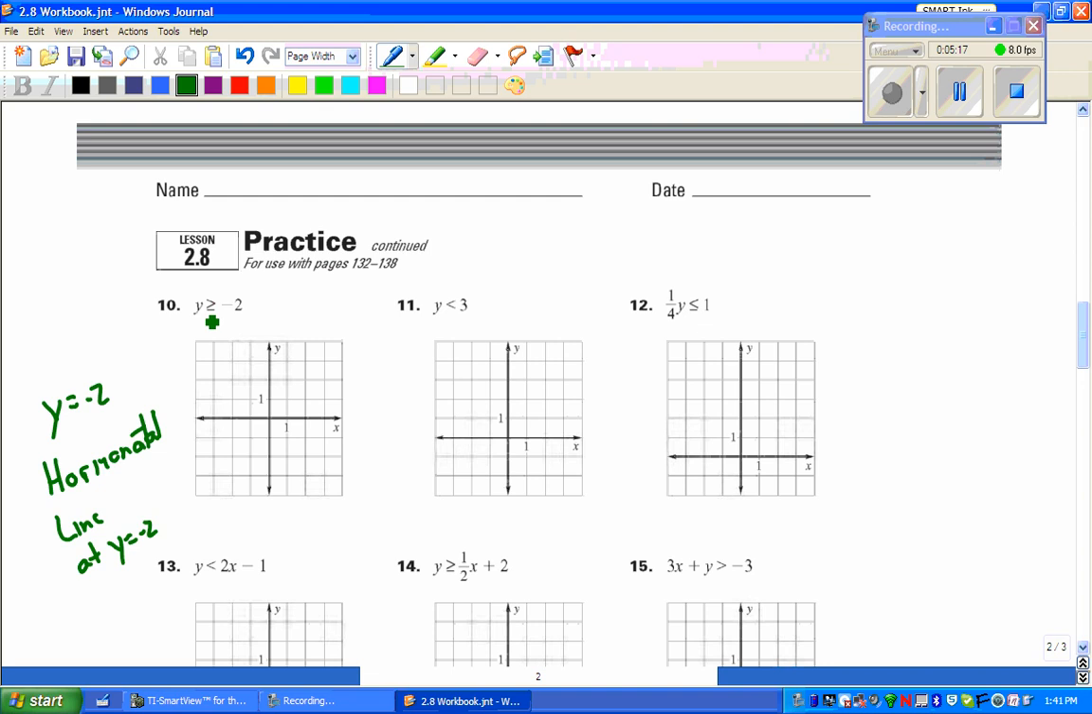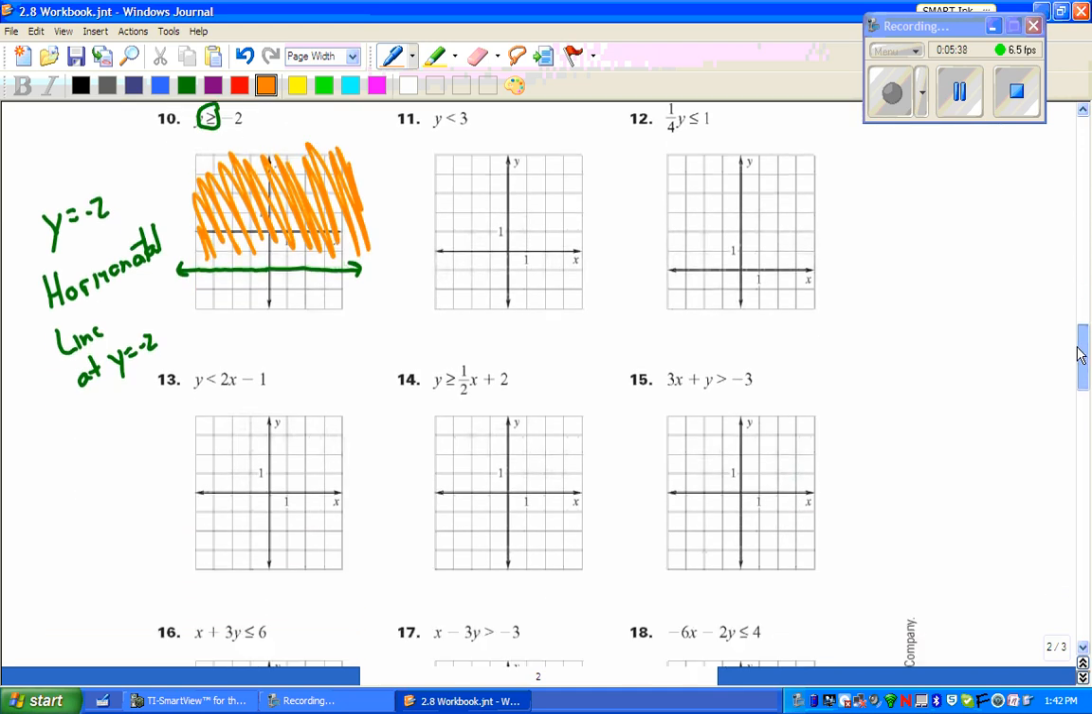So same thing. This sign right here tells us we're going to have a solid line. So I'm going to go to negative 2. I'm going to draw in a solid line. And we're looking for all values that are greater than negative 2. So I'm going to shade all of this above the line up here. Okay?